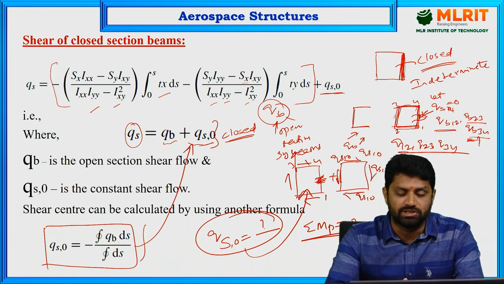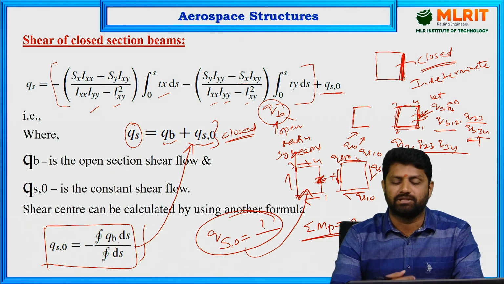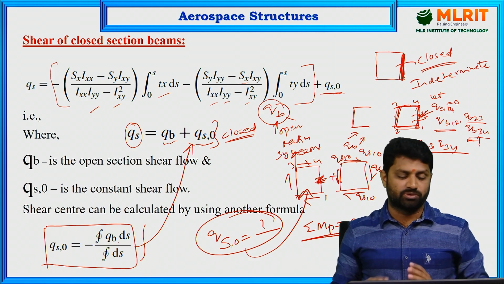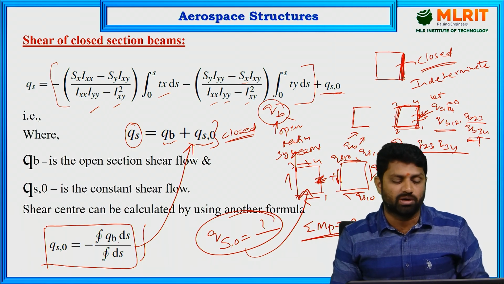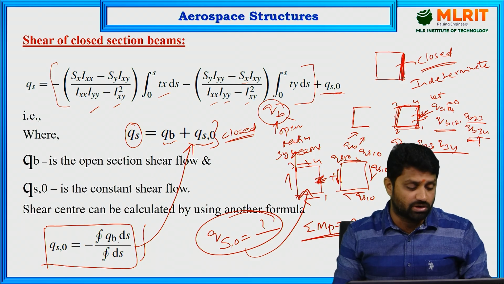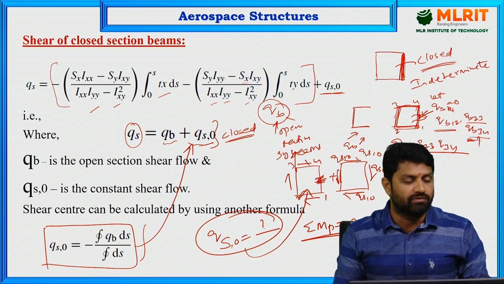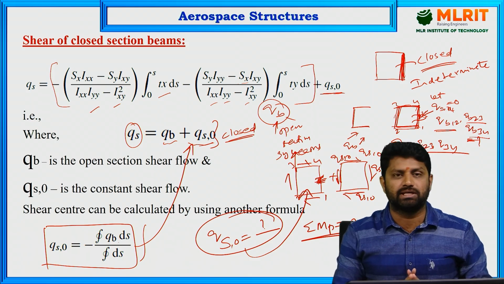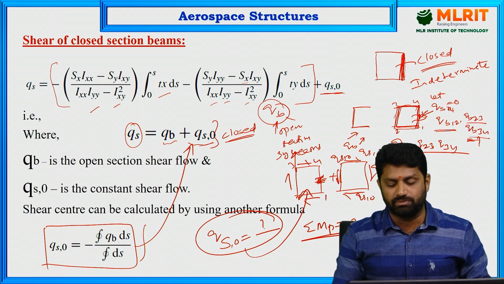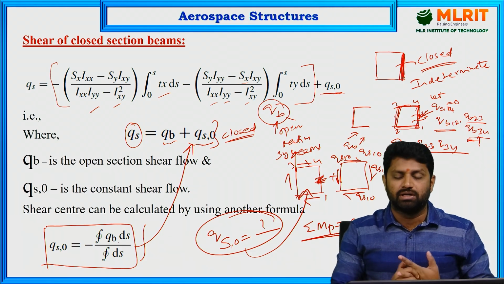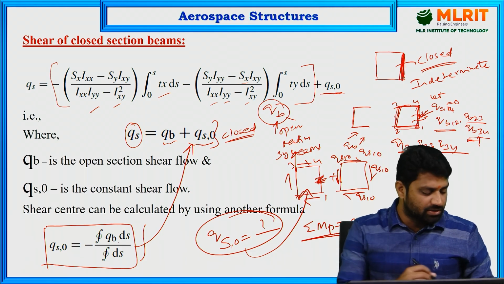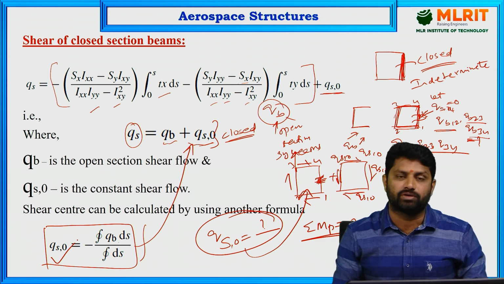Okay, the procedure depends on the problem and varies slightly from problem to problem, but this is the regular procedure we follow for solving shear of closed section beam problems. Rest of all the thing is the same as for open section beams. The only thing is that you have to consider the additional constant shear flow in the analysis, right?